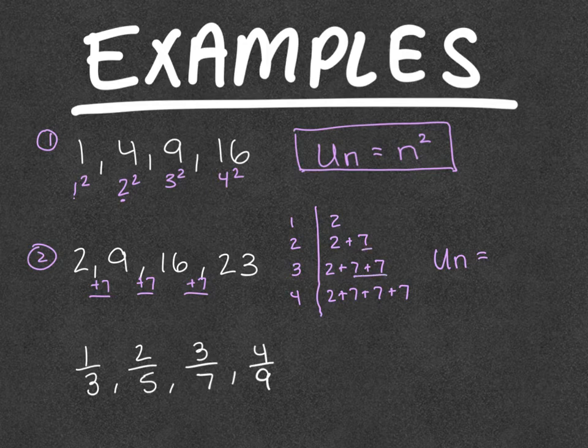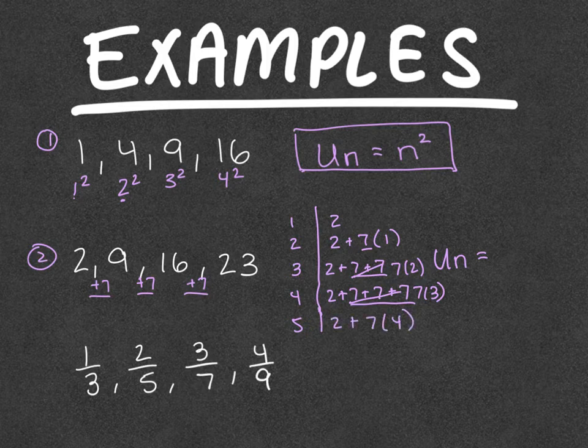So what's going on here? An easier way we could write this, right? Instead of 7 plus 7 plus 7 plus 7 plus 7, this is the same thing as 7 times 1. This would be 7 times 2. This would be 7 times 3, right? So my fifth term, I would expect to be 2 plus 7 times 4.